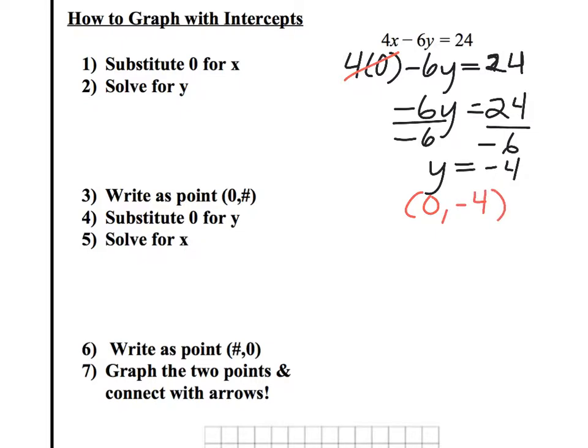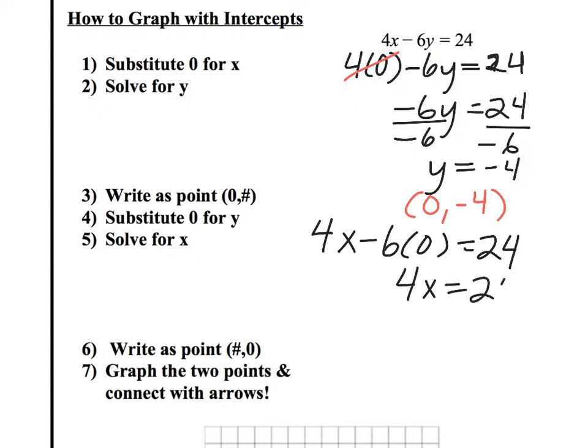It only takes 2 points to make a line. So if we find both intercepts, we have 2 points and we can make a line. Now you're going to find the x-intercept. Substitute 0 for y. And then solve for x. So that'll be 4x equals 24. And if you divide by 4, we get 6. Write your answer as a point. 6, 0. So we have 2 points, which means that we can now make a line.